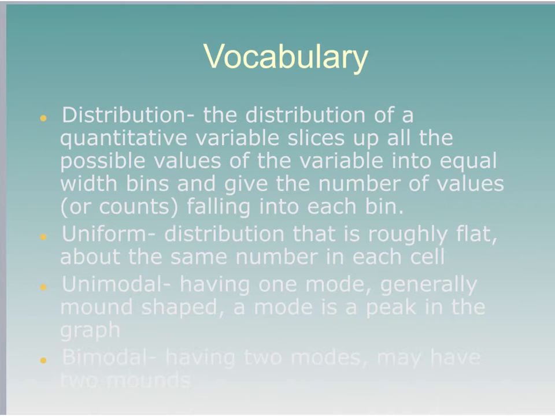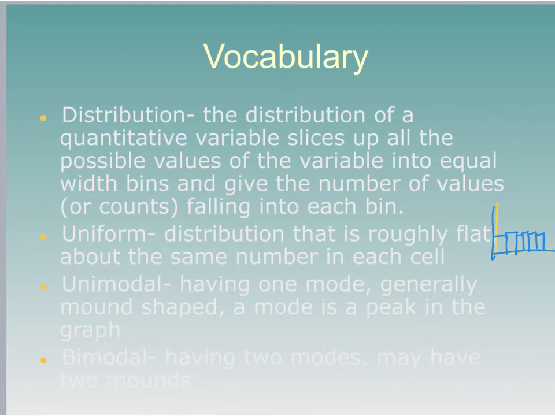We look at the distribution of quantitative variables. It slices all the possible values of the variable into equal width bins. The most common distribution is called a histogram, which looks like a bar chart, but the bars are touching, and the x-axis is numerical, so it's continuous. A distribution is considered uniform if it's roughly flat. So it might look like this with the bars all really close to the same height. That would be a uniform distribution.